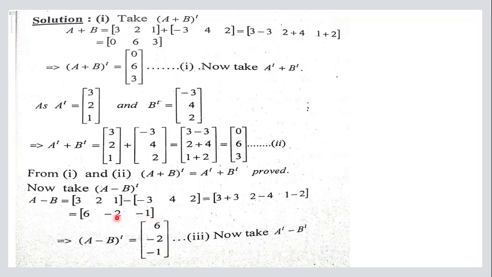Now we will find the transpose of this matrix. So again, this is a row. We just change this row into a column. This will be the transpose. (A minus B) whole transpose is equal to [6, -2, -1] as a column.